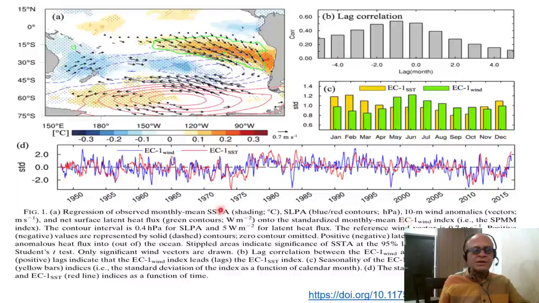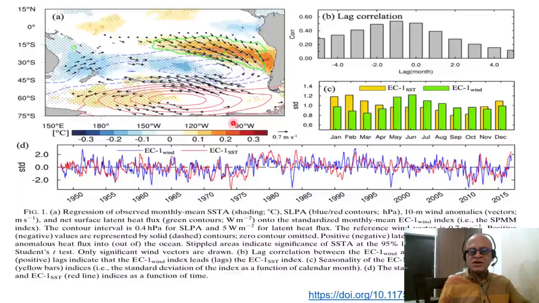So here 10-meter wind anomalies and sea level pressure anomalies in contours and shading with monthly SST anomalies are shown, but you can see the similarity to the North Pacific meridional mode. Contour intervals are given here as 0.4 hPa and 5 watts per meter squared for latent heat loss. Reference wind vector is 0.7 meter per second. Positive and negative values are represented by solid and dashed contours. Zero contour is omitted. Positive and negative latent heat flux anomalies indicate anomalous heat flux into or out of the ocean, so you have to always be careful of the convention.